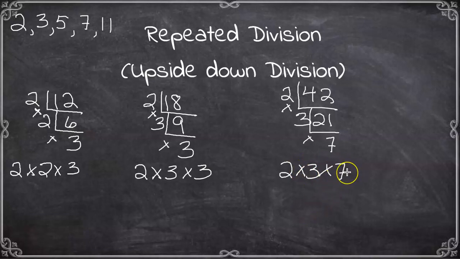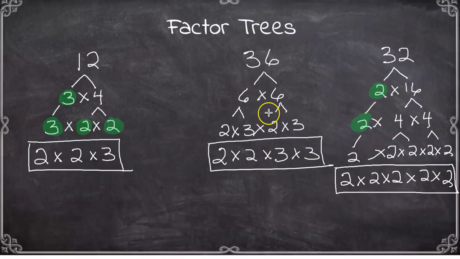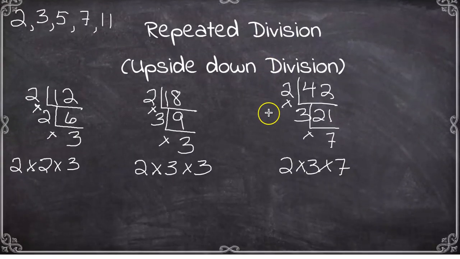And so that's 2 methods for finding the prime factorization. This one's actually my favorite. This is the one I like to teach my students. But you can also use factor trees, so factor trees and repeated division.